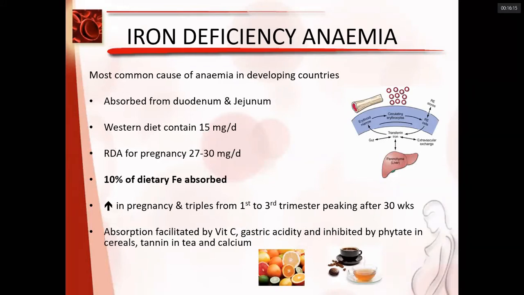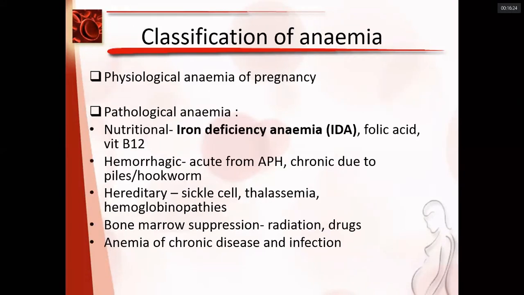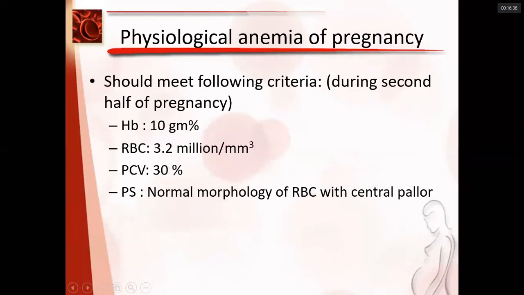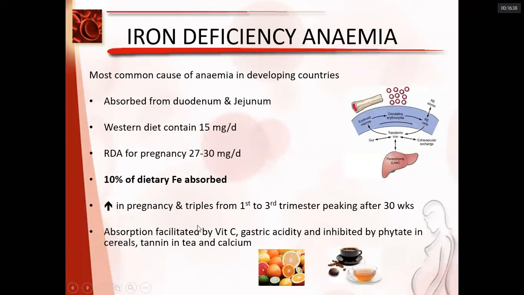So we saw earlier that the demand for iron increases in pregnancy from the first to the third trimester. If you remember this slide, it is around 2.5 here, 5.5 in the second trimester, and about 7. So it is tripled in the third trimester, peaking after 30 weeks.